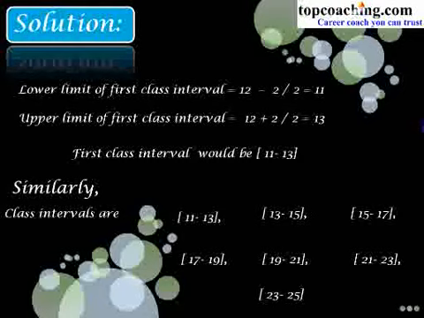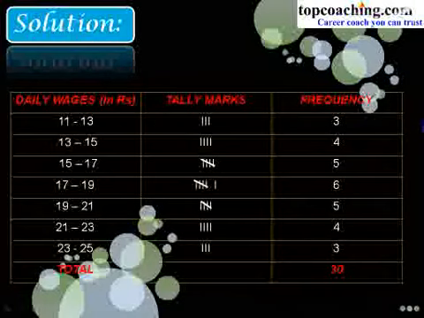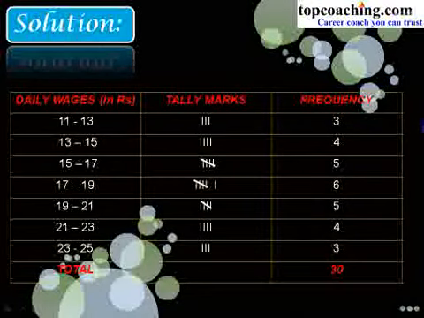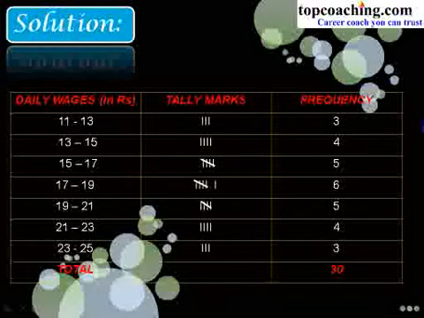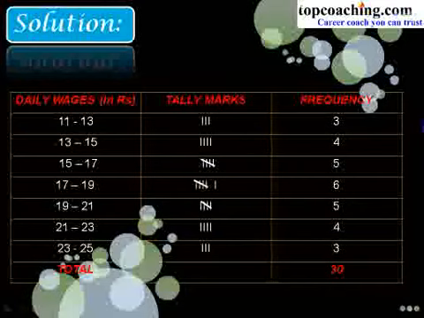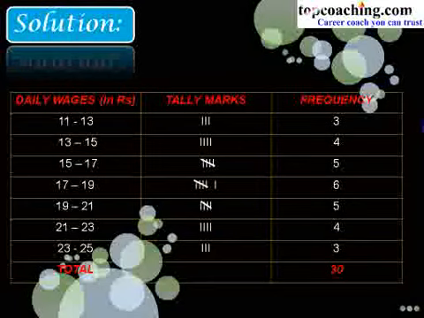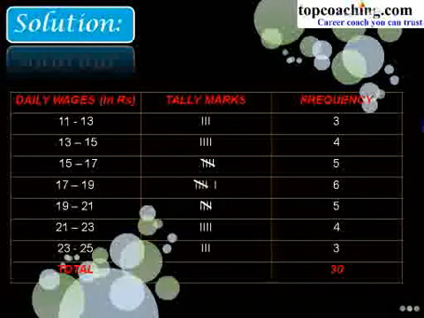Now with the help of all this data, we can easily make our frequency distribution table. With the help of this table, we can say there were a total of 3 laborers who got daily wages between 11 to 13 rupees. There were 4 laborers who got wages between 13 to 15 rupees. 5 laborers got between 15 to 17 rupees. 7 laborers got between 17 to 19 rupees. 5 laborers got between 19 to 21 rupees, 4 laborers got between 21 to 23 rupees, and finally 3 laborers got 23 to 25 rupees.